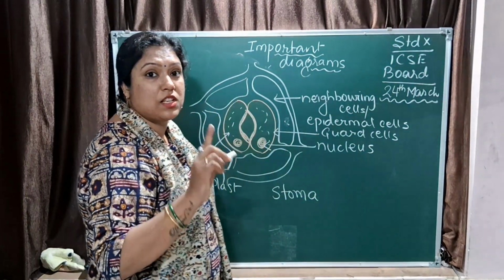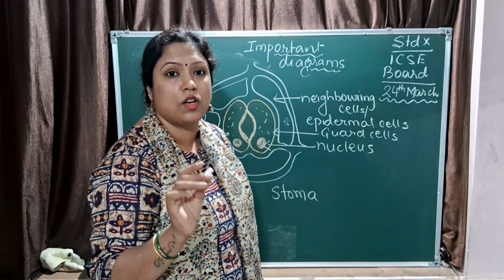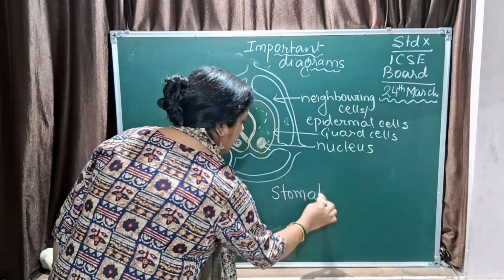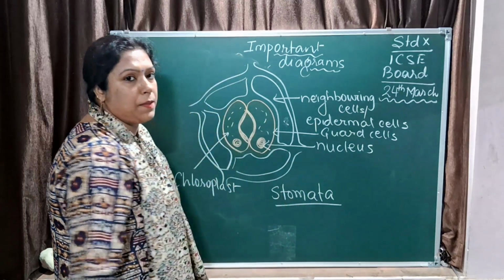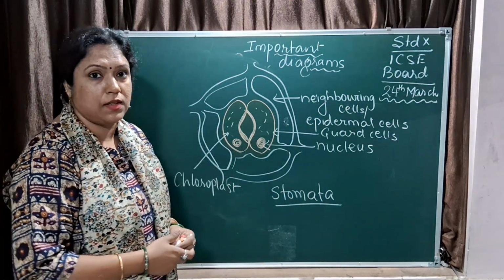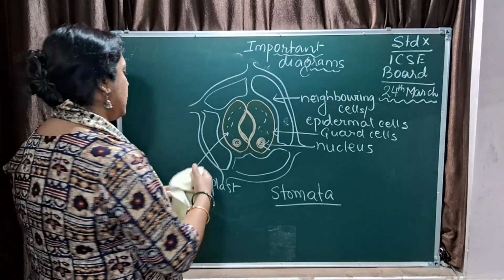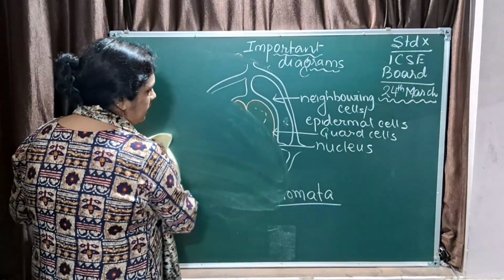Remember, chloroplast, stroma, S-T-R-O-M-A, and here it is stoma, that is singular of stomata. Stomata, singular, is called stoma. I hope the diagram is clear. You can just take a screenshot of it. Yeah. So let us move to the next diagram.